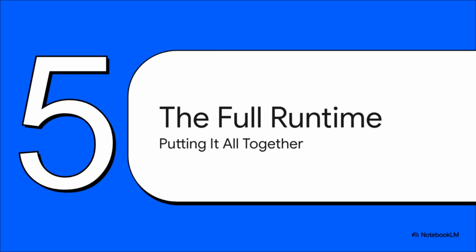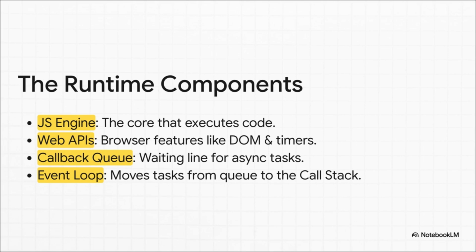So, we've gone deep into how the engine works its magic. Now, let's zoom back out and put that amazing engine back inside our big box, the runtime, to see how all the pieces of this puzzle fit together. You see, the engine isn't working in a vacuum. It gets help from something called web APIs. These are features provided by the browser, things like timers or the ability to manipulate the web page, the DOM. Here's a key thing to remember. These are not part of the JavaScript language itself.